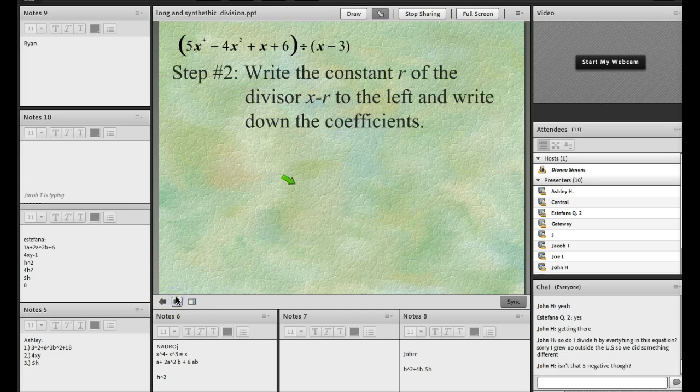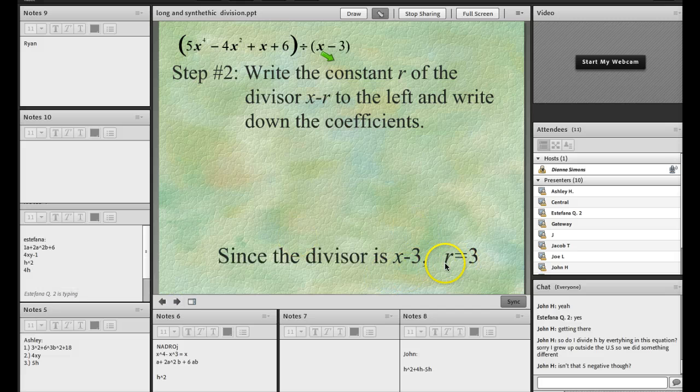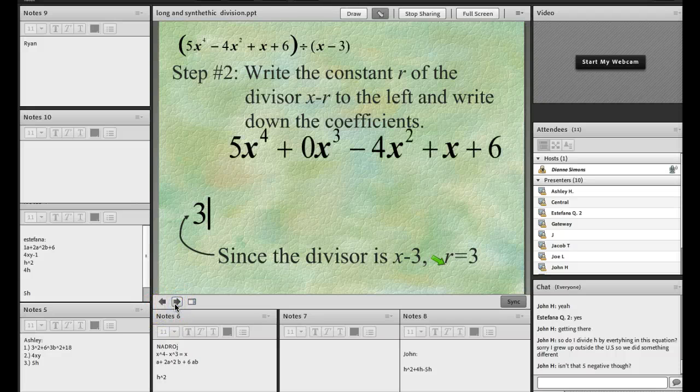All right, let's go. Now we're going to write the constant r. Or right here, we're going to take this part right here, set this equal to 0, and solve for x. That's basically what you do. So that would mean that our divisor is going to be 3. Make sense? Okay, oops, that's not what I want. Hold on. All right, so this is how I write it. That's not really how I write it, but that's how I wrote it, because it's not doing what I want. Okay, so I'm going to take down all the coefficients.